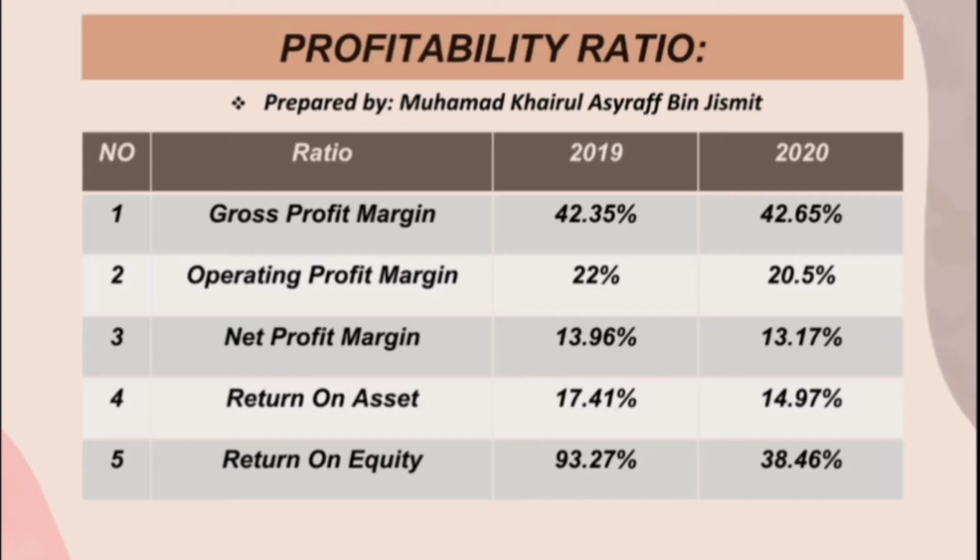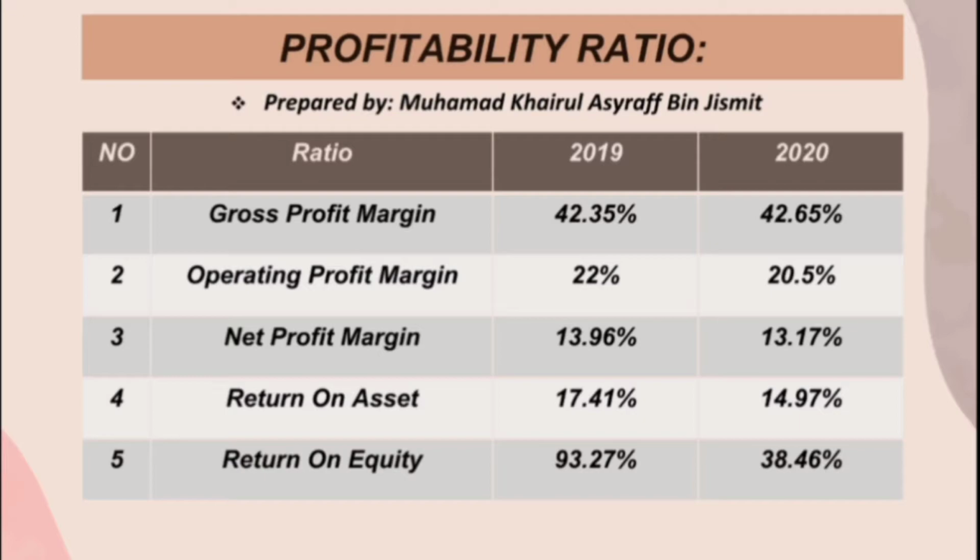The percentage of net profit margin from the year of 2019 to the year of 2020 is also decreasing from 13.96% to 13.17%. In these 2 years, the shareholders' income had been decreased due to lower percentage of net profit margin.